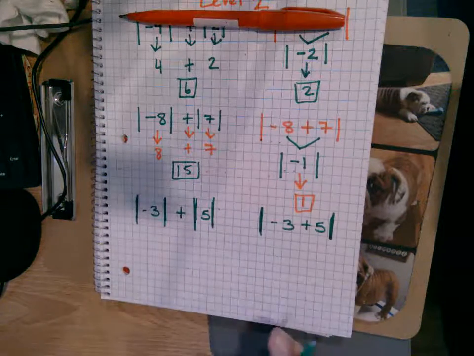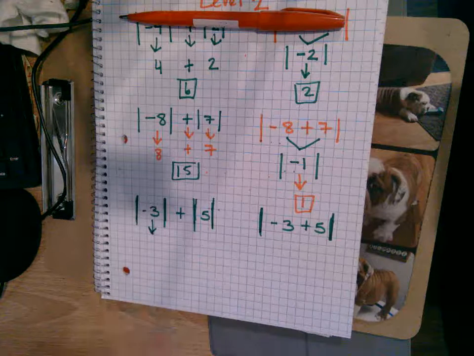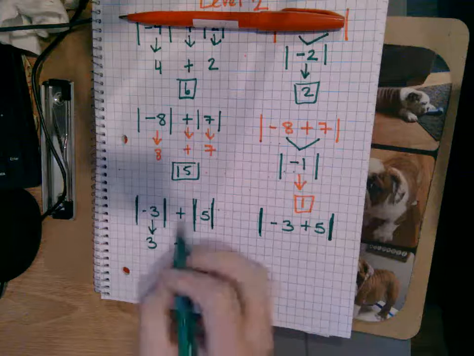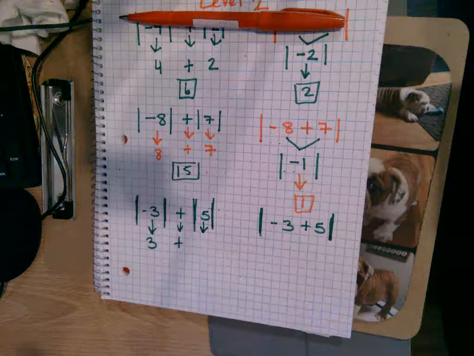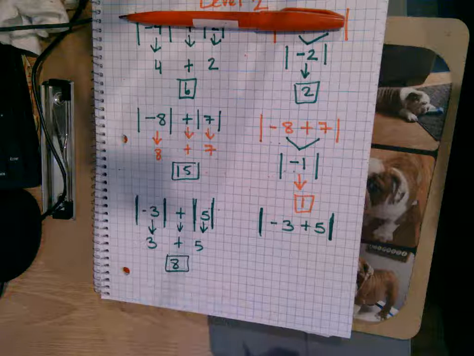So here we're going to drop down this number because it's individual. When it's individual, drop it down. Ask yourself, what is the absolute value of negative 3? 3. Plus, drop down the 5. What's the absolute value of 5? It's 5. 3 plus 5 is 8. That's how we got 8.